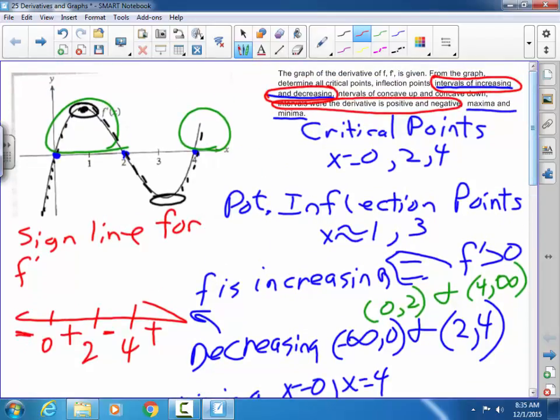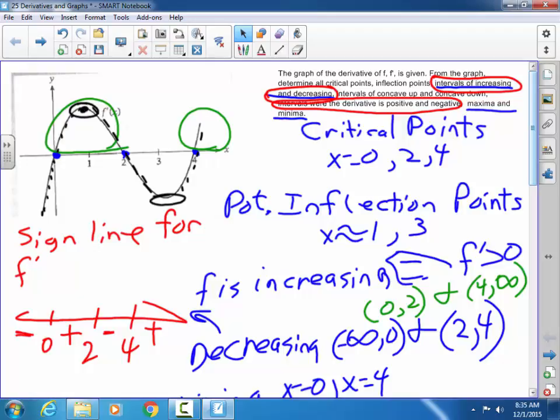So, all of that information we got just from that one little graph. Does that amaze you maybe a little bit? I mean, just from one little picture, we're able to glean all of this information about this function that we don't really know anything about.